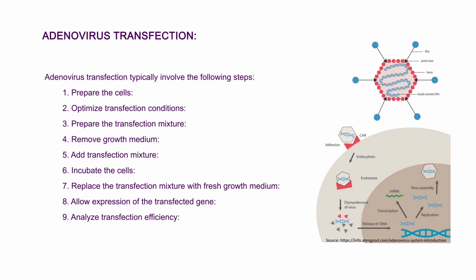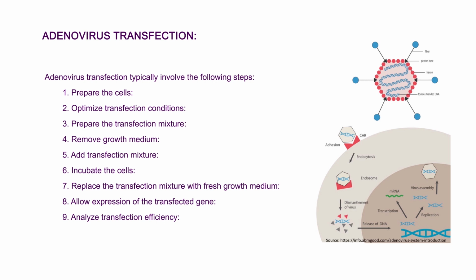And the third step, prepare the transfection mixture, where we dilute the adenovirus particles into serum-free medium or buffer, add a transfection reagent to the diluted adenovirus suspension and mix gently, and then remove growth medium from the cultured cells using sterile techniques. Afterwards, add the transfection mixture directly onto the cells in culture medium and gently mix to ensure even distribution, after which the plate has to be incubated at a particular temperature.